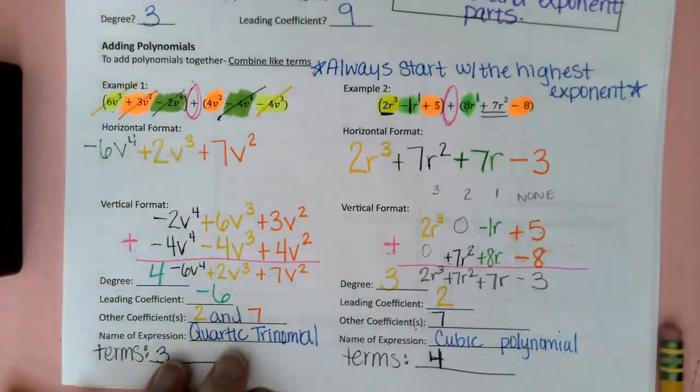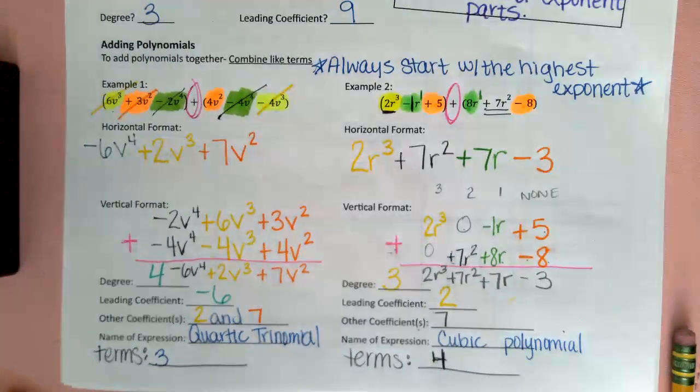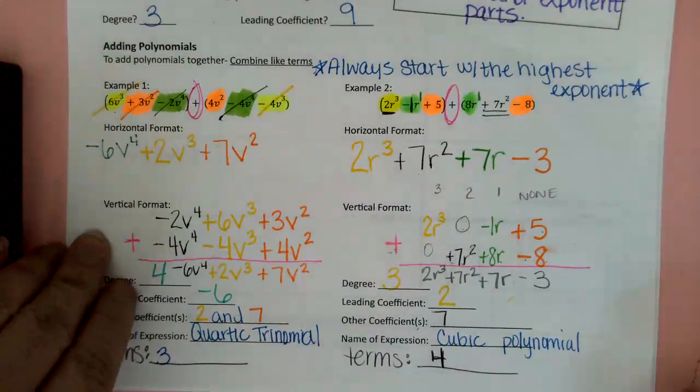So again, I don't care which way you do it. You pick the way that works best for you. For me, it's the horizontal method because I can highlight my like terms. Now you can turn the page.